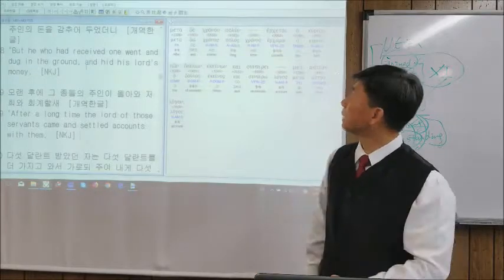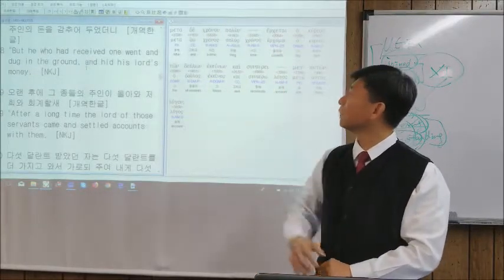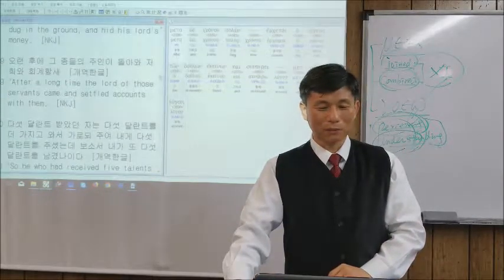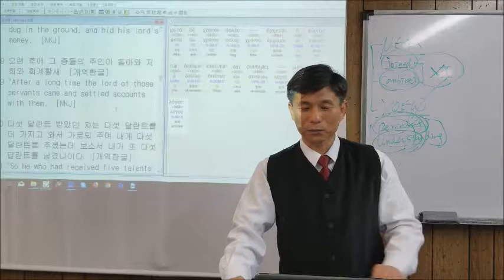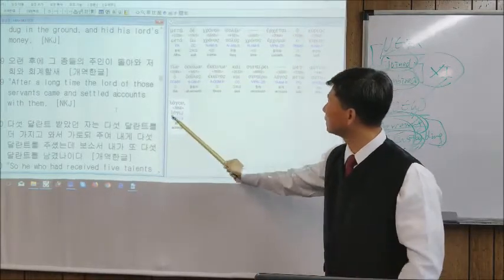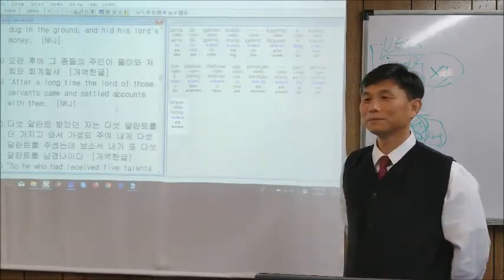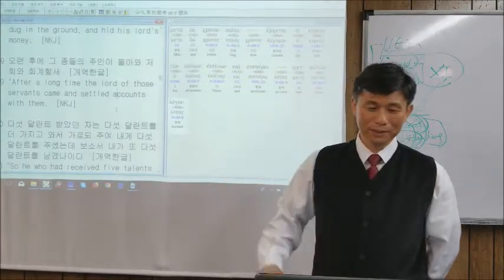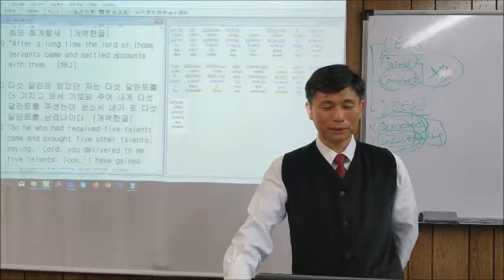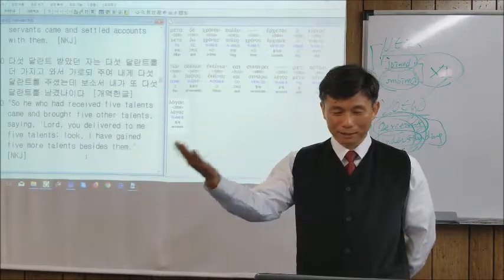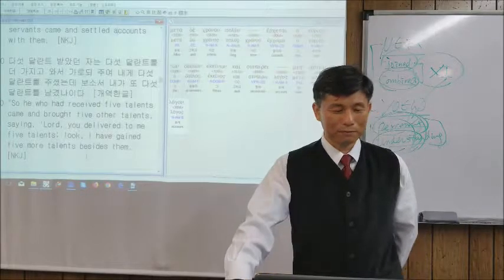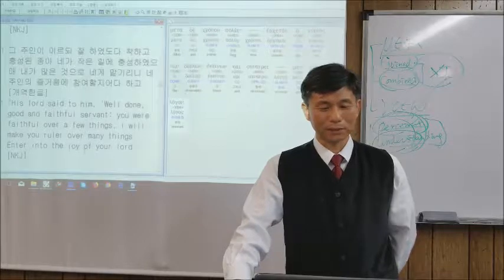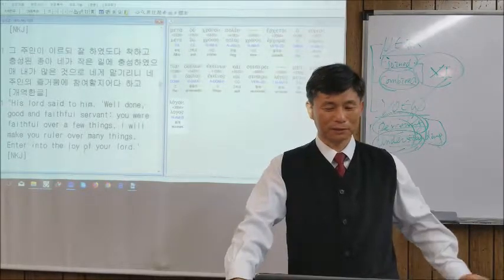Starting from verse 18, but he who had received one went and dug in the ground and hid his lord's money, right? After a long time, the lord of those servants came and settled accounts with them. Look at the settled account. Account is the word. So five words, two words, one word, right? And then he who had received five talents came and brought five other talents, saying, Lord, you delivered to me five talents. Look, I have gained five more talents besides them. His lord said to him, well done, good and faithful servant.